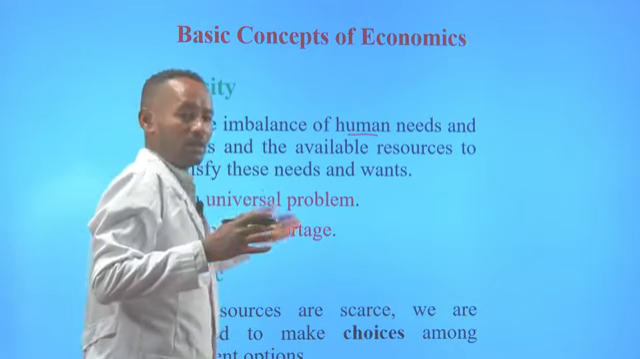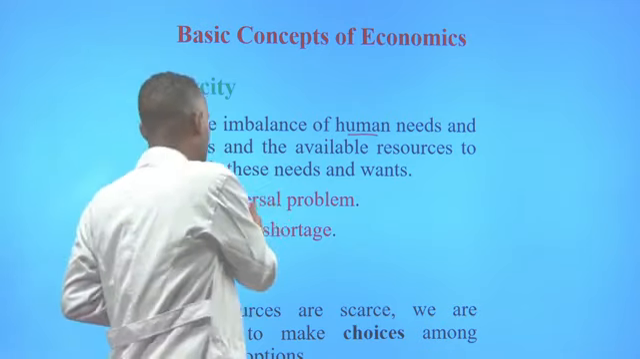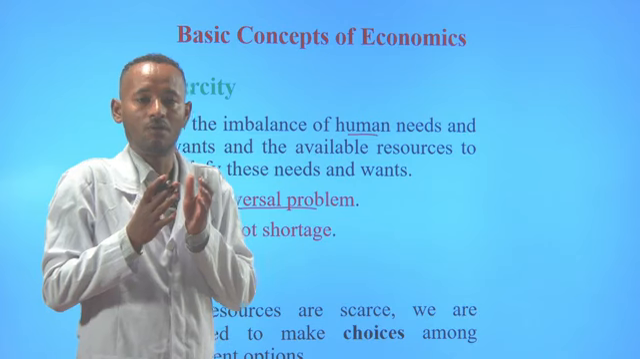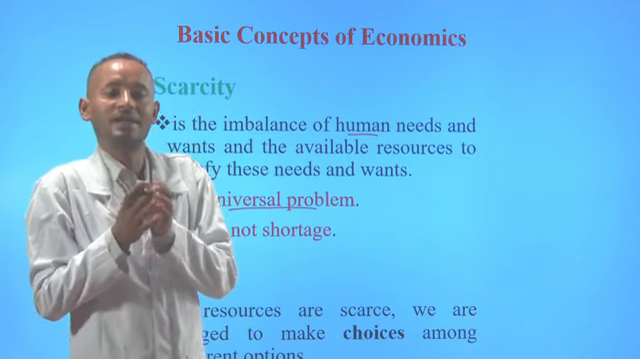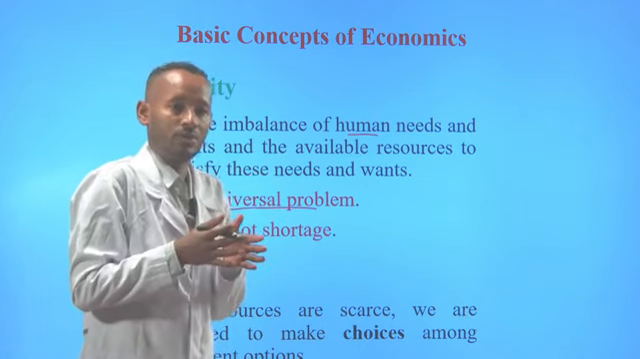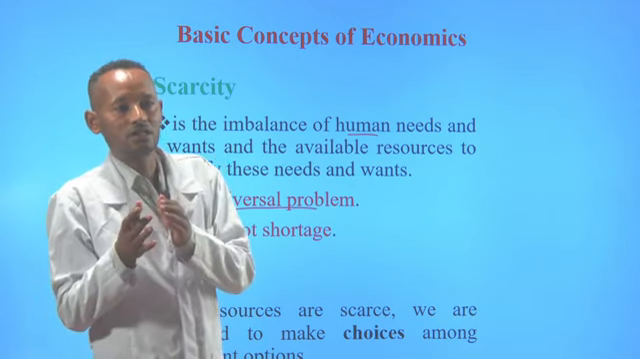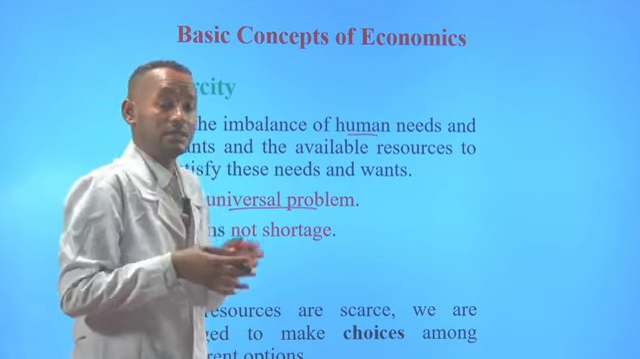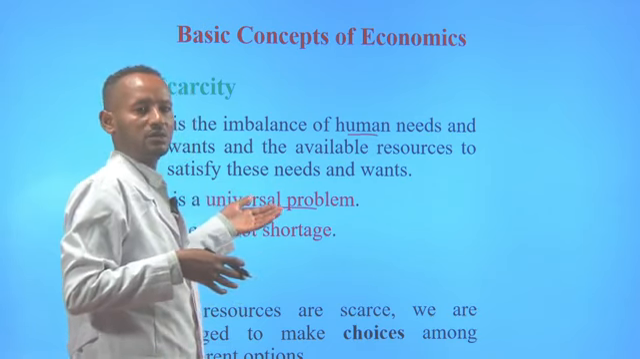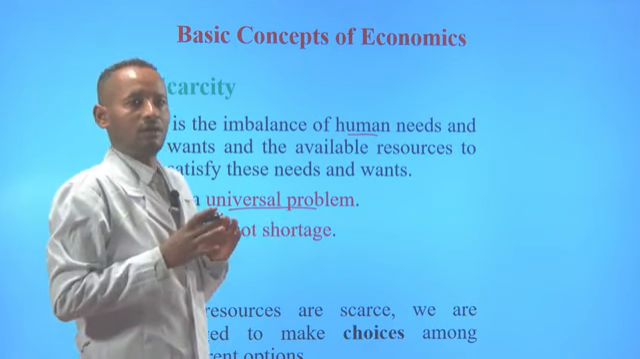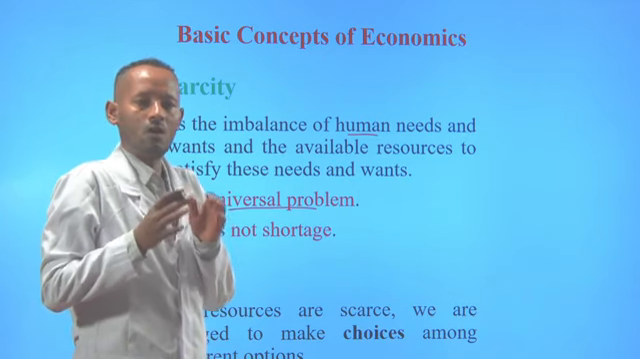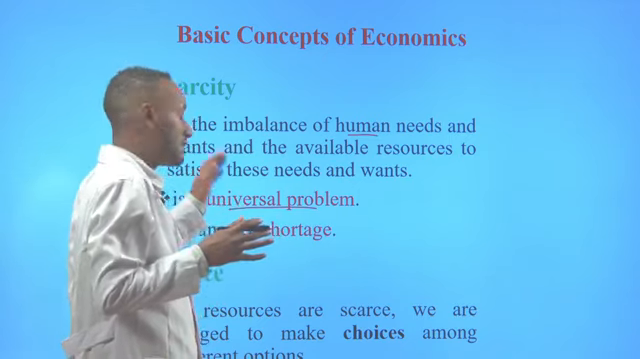Scarcity is a universal problem. Scarcity is not a problem of poor countries only. Scarcity is also a problem of rich countries. That means scarcity is universal. There is scarcity in America, there is scarcity in Ethiopia, there is scarcity in Ghana, there is scarcity in Russia, and there is scarcity in London. So it is a universal problem. That means we cannot avoid it. The Americans are rich, but they cannot fulfill all their needs and wants. So there is scarcity in America.